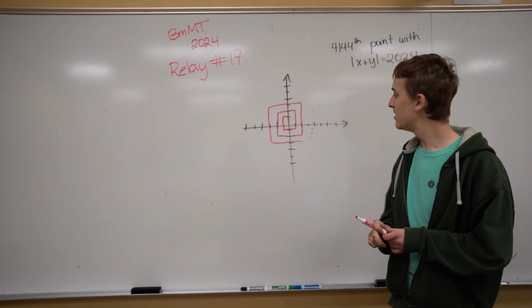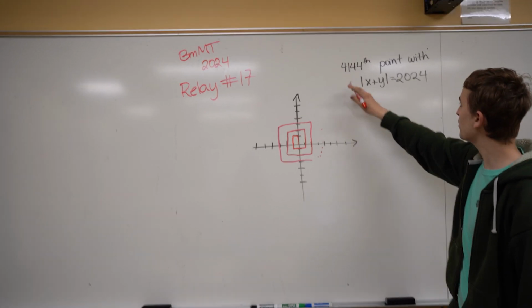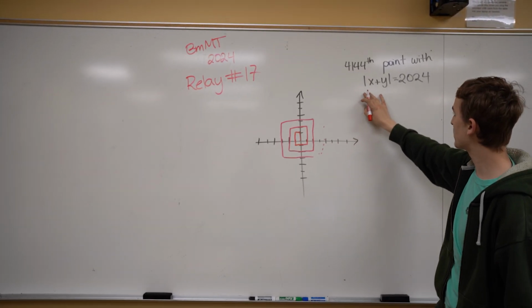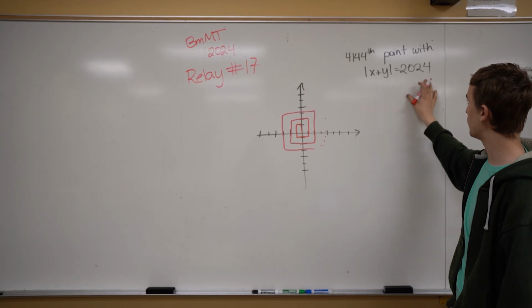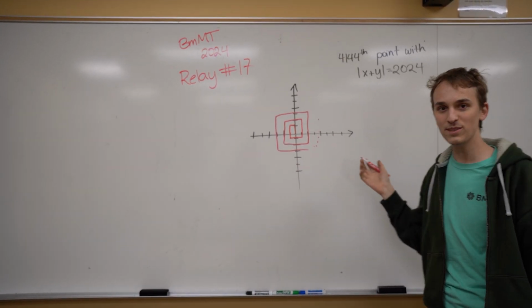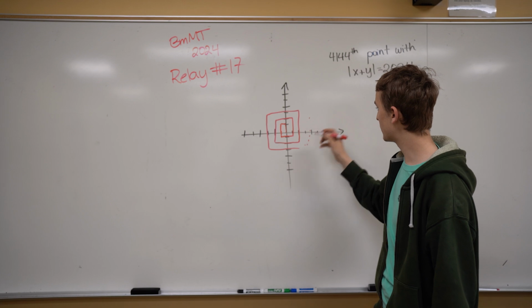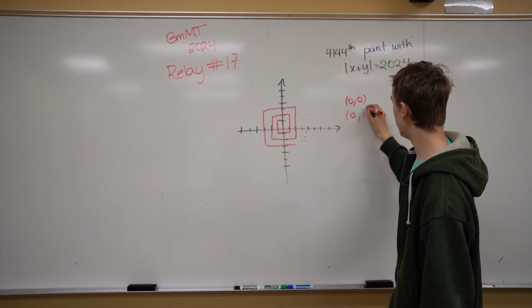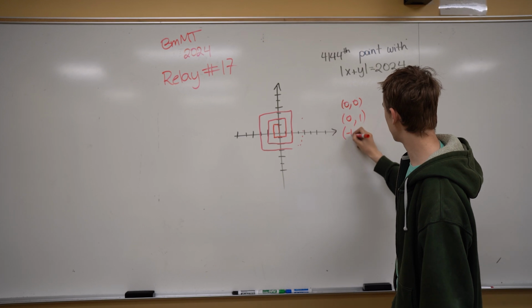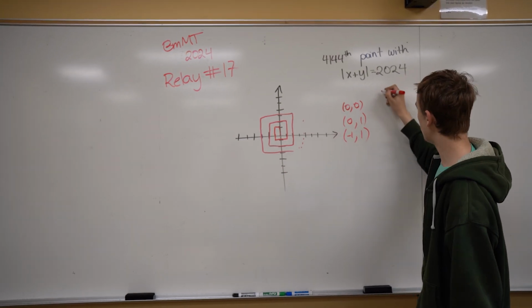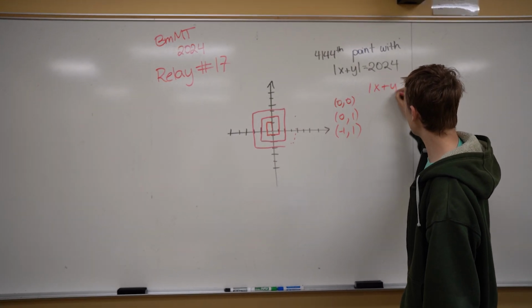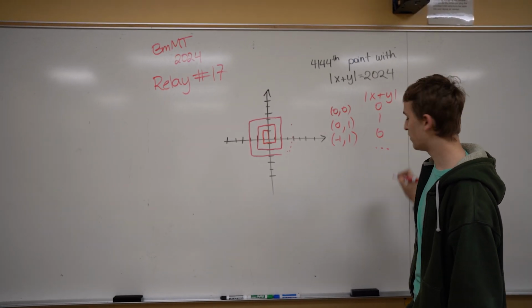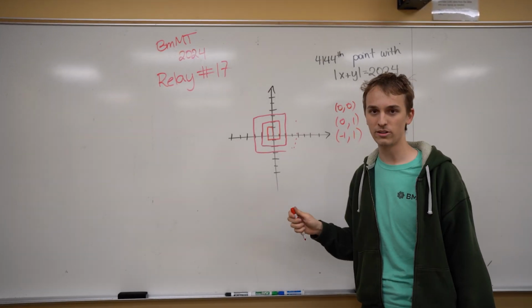he can do it. So in this problem, we want to find the 4,144th point in Zane's path at which the sum of his x and y coordinate has absolute value 2024. We can probably guess that this will take a really long time, because for the first few points in the path, 0, 0, 0, 1, -1, 1, the absolute value of the sum of the coordinates is pretty small. We can guess that it won't reach 2024 for a pretty long time.